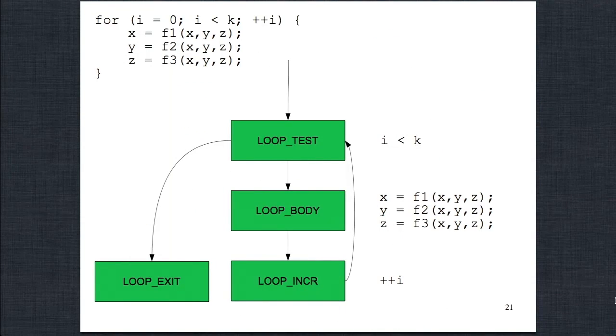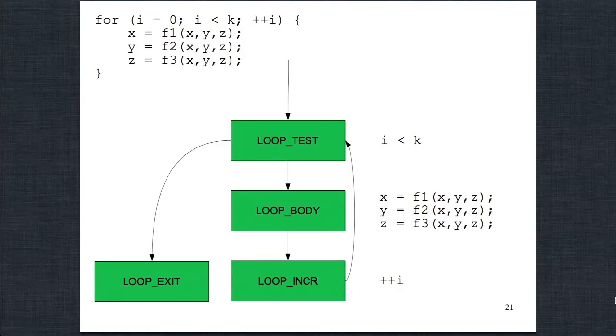So imagine, for example, that you're compiling a simple for loop. You might have a basic block that implements the loop test. You might have another block that implements the loop body. Here we're doing some operation on 3 variables, x, y, and z. And then I have another basic block that does the loop incrementation. And when my loop test fails, I'm going to jump out of the loop to a loop exit block.